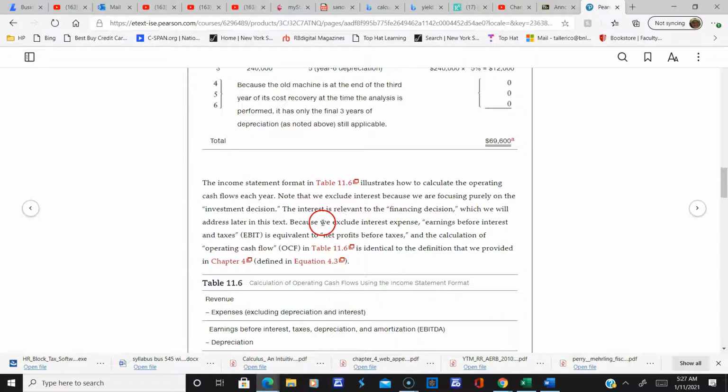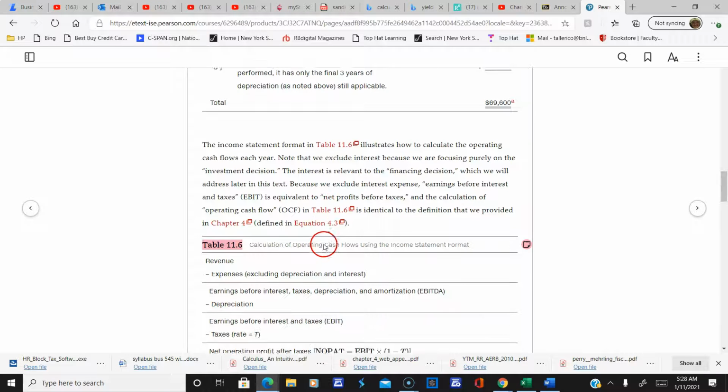All right. So table 6 now will show us the actual way we're going to do this. And as I said, it almost looks like a spreadsheet. They call it an income statement version, and I call it a spreadsheet. How to calculate the cash flow each year. And note that we exclude interest because we are focusing purely on the investment decision. The interest is relevant to the financing decision, which we will address later in the text, but we're only doing the cash flows each year. Only the investment decision here.